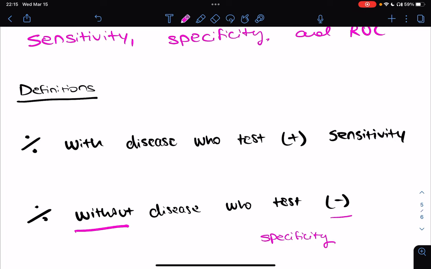And so typically more specific tests are good because they reassure patients. For example, let's say you have a colonoscopy and I tell you you had a negative colonoscopy. Hopefully, what I'm saying is that I'm very confident you don't have colon cancer. And so we can say that a colonoscopy is very specific.